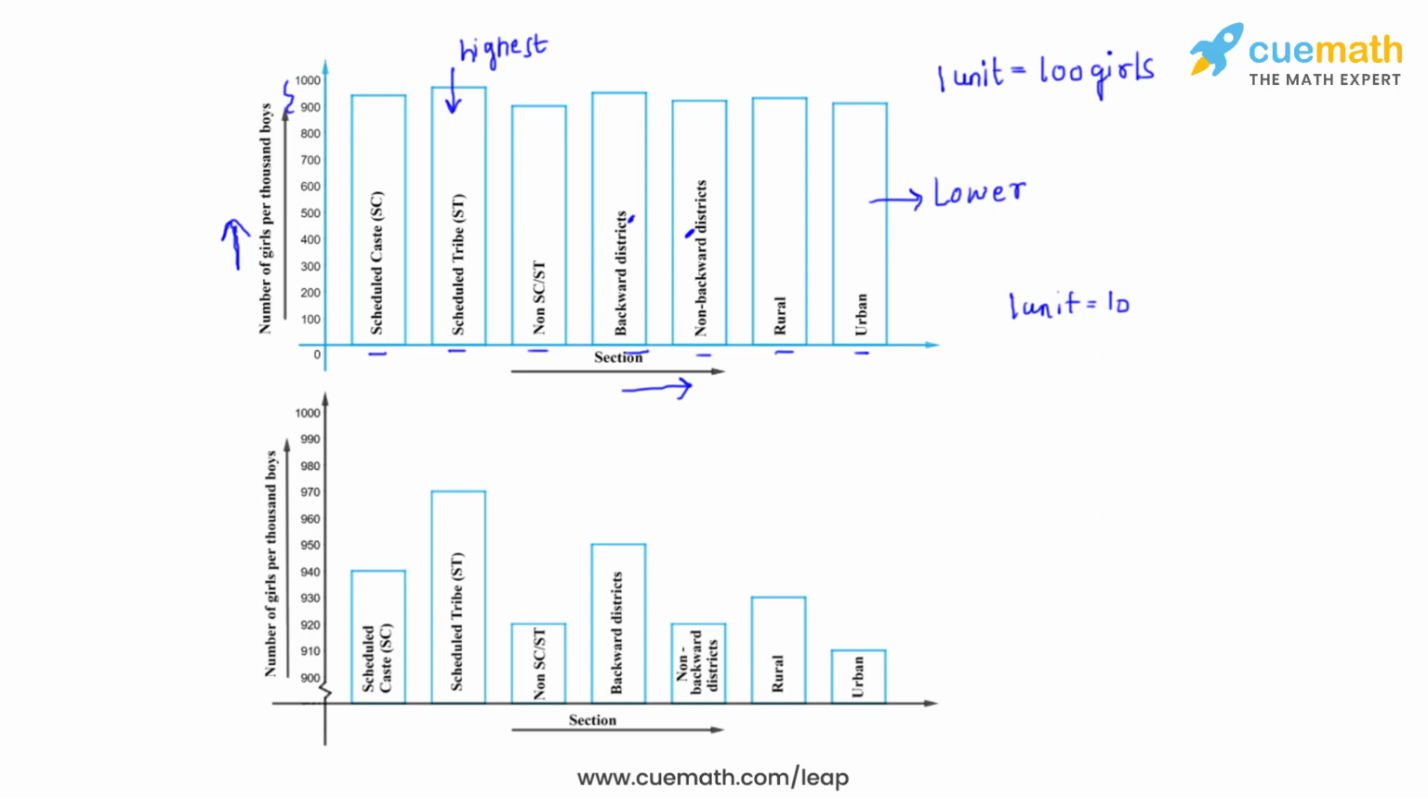So in this graph we can see that there is a kink or a break which tells us that the values do not start from 0 but start from 900. Now we can see a better variation in the different bars as was not seen in the first bar graph that we had. So this is how we solve this question, and the second bar graph gives us a better visual representation of the different variations that can be seen in the number of girls per thousand boys in different sections of Indian society.